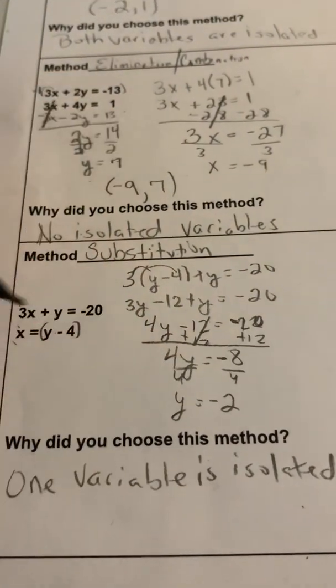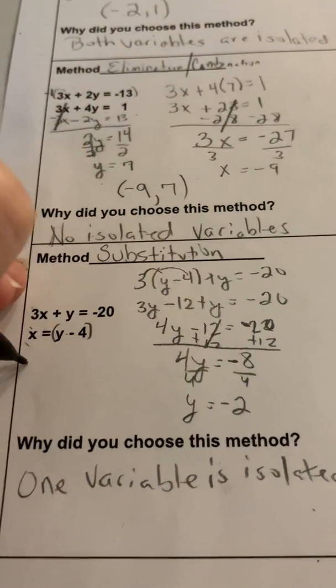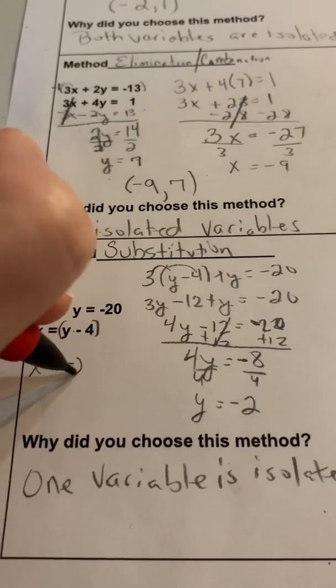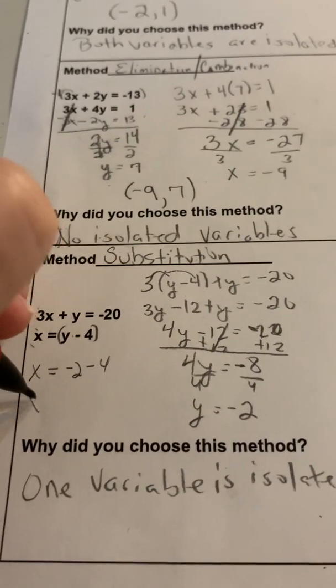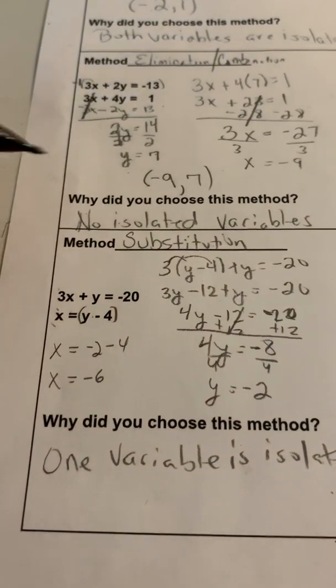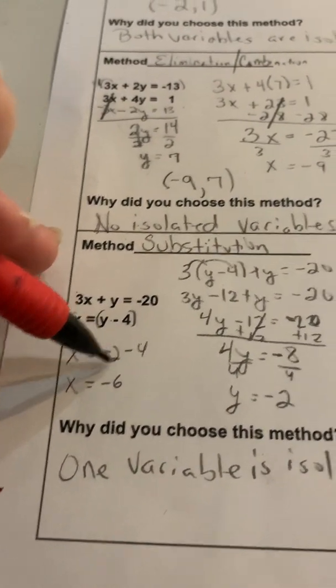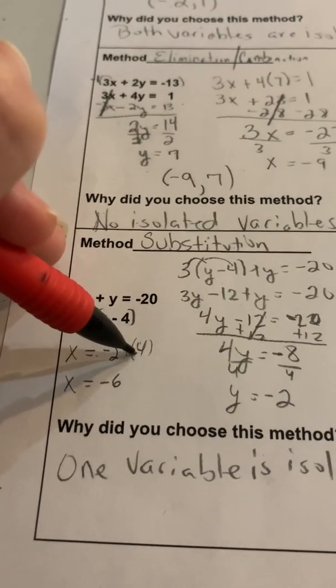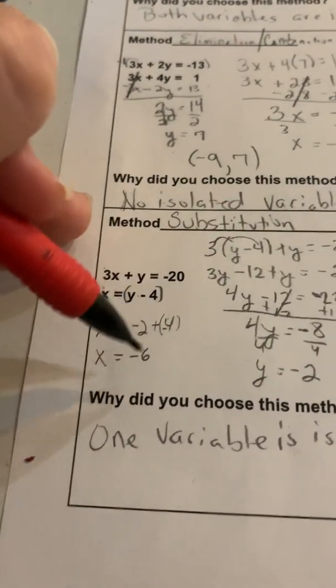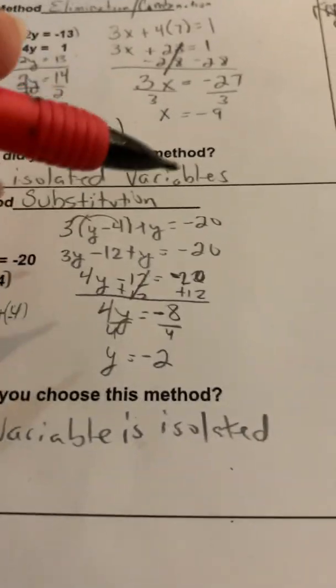Now I'm going to take that value and plug it into here to solve for x. x equals negative 2 minus 4. So x is going to equal negative 6. Why? Because this is a negative 2 and this is negative 4, same sign. Or you could keep change. You can still see same sign, same sum, keep the sign the same. So my solution is negative 6, negative 2.